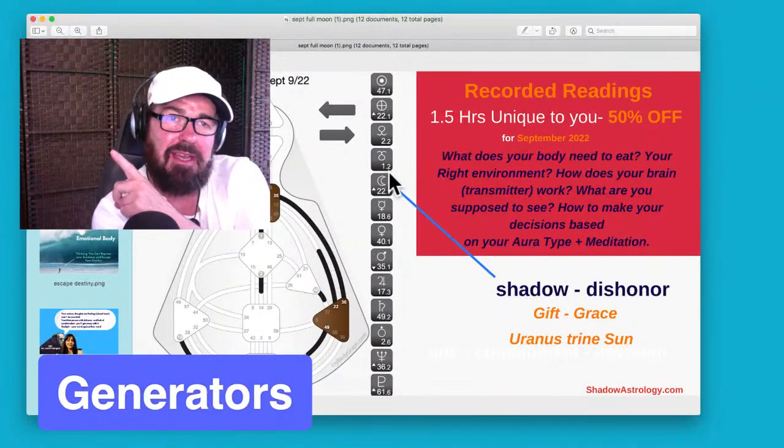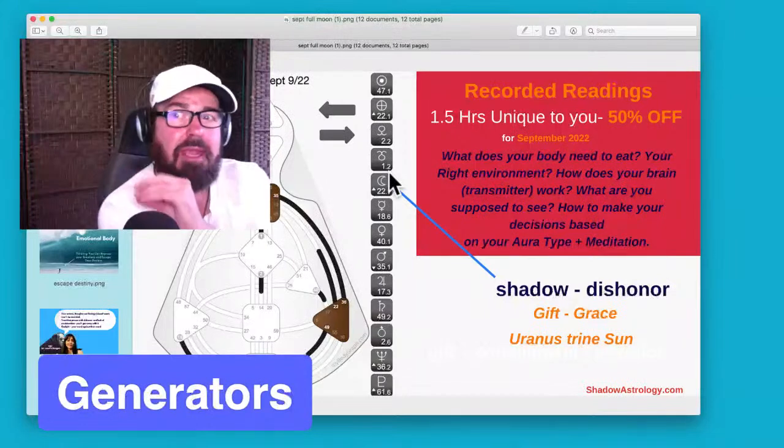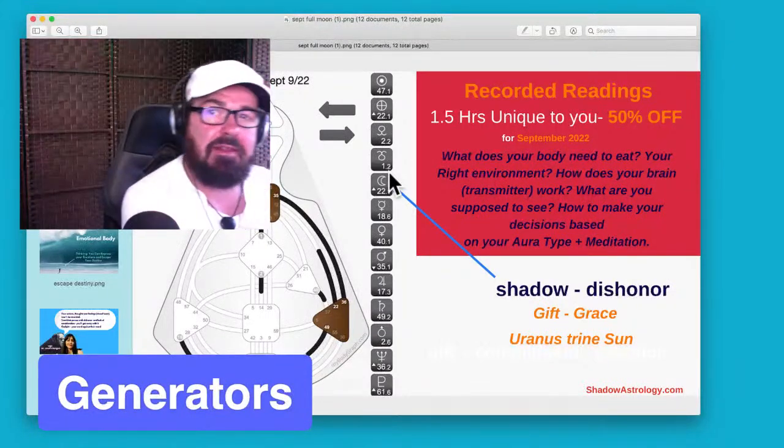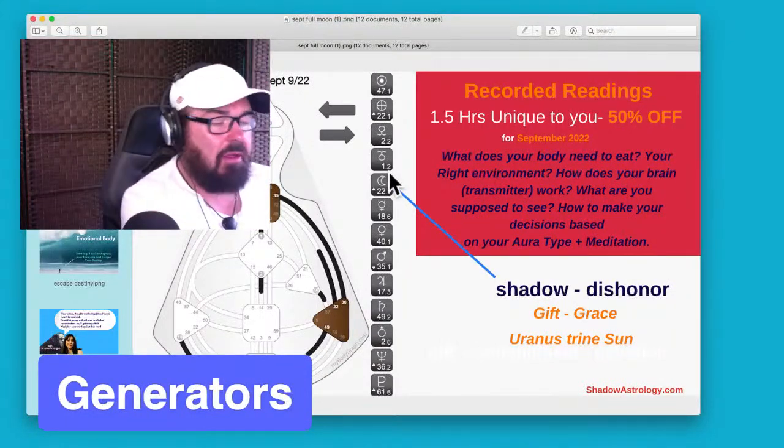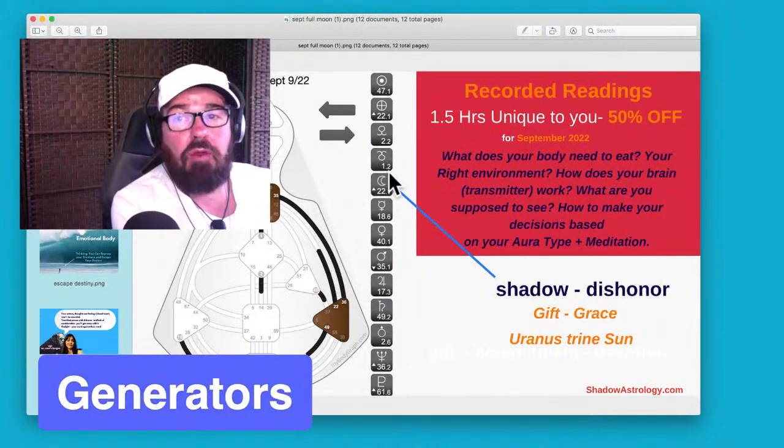Well, what if I did this? This would happen. This might happen. This may not happen. Well, what if I did this? Back and forth, back and forth. But you want to make your decisions from your sacral.